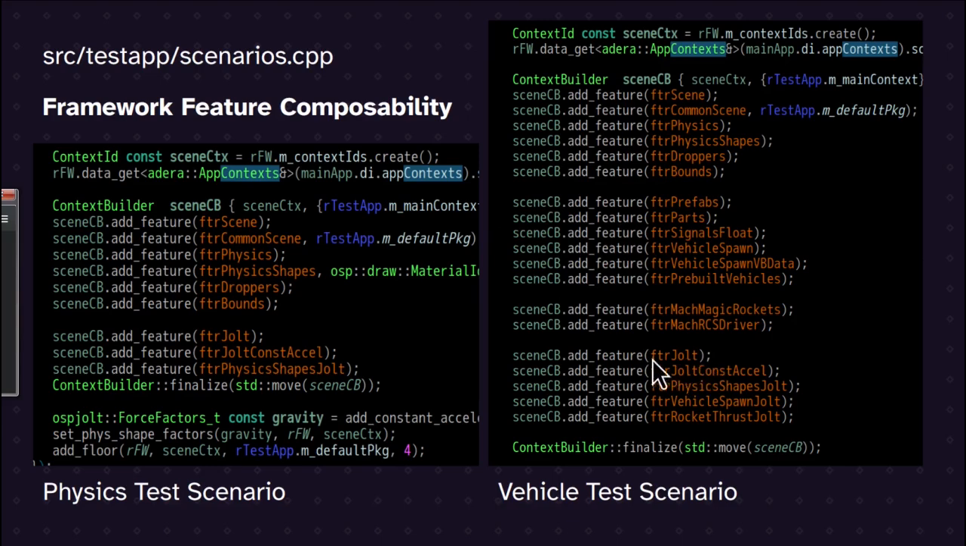And we also have some things like vehicle spawn jolt. This was in the other example, but yeah, we also have stuff like rocket thrust jolt. So this is a feature that depends on rockets and also depends on Jolt, right? So we have a physics engine and we have vehicle stuff, and we need a feature that's able to interoperate these two, and that's what these do. Vehicle spawn, physics shapes, Jolt as well. And this constant acceleration is gravity, and it configures it down here.